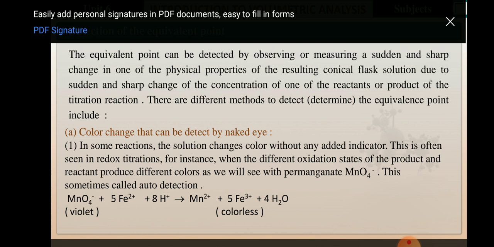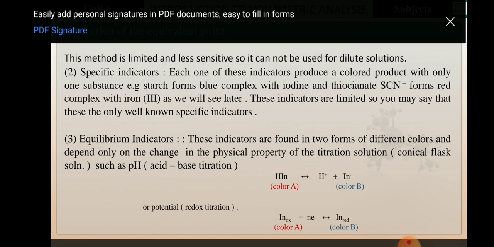This is often seen in redox titration, for instance, when the different oxidation states of the product and reactant produce different colors, as we will see with permanganate, MnO4. This is sometimes called autodetection. The reaction is MnO4 minus, which is violet, plus 5Fe2 plus plus 8H plus, to give Mn2 plus, 5Fe3 plus, which is colorless, plus 4H2O. This method is limited and less sensitive, so it cannot be used for dilute solutions.